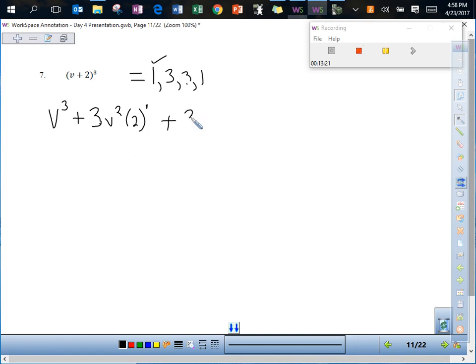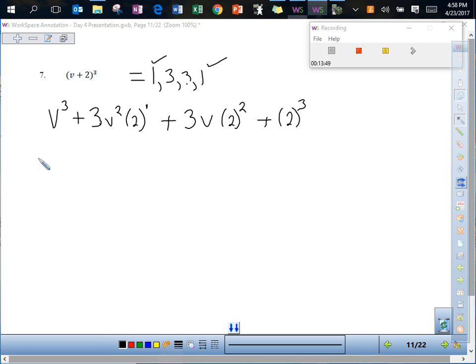My next term is going to have a 3 as a coefficient. My v term is going to decrease by 1, but my next term will increase by 1. So my v's went 3rd, squared, to the 1st. My 2's went none, 1, 2. Then my last term, my coefficient is a 1. I will not have any v's in there, but I will have a 2 three times.